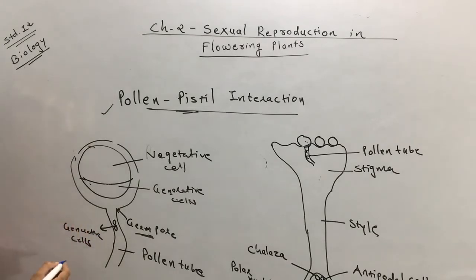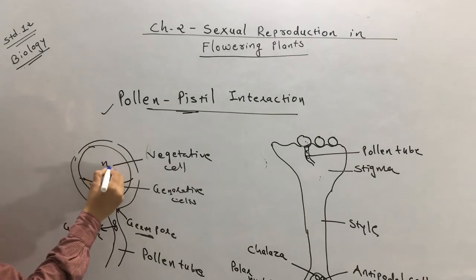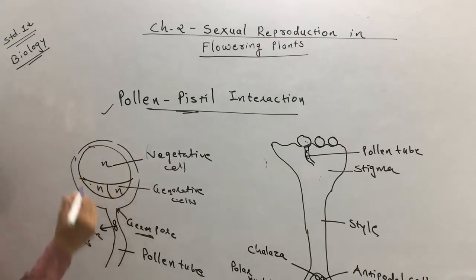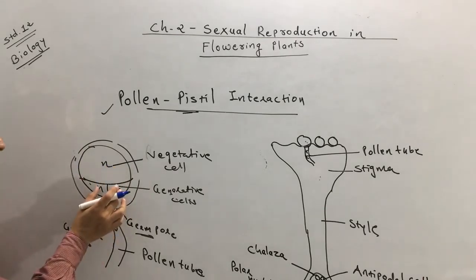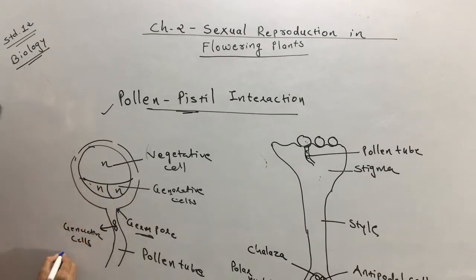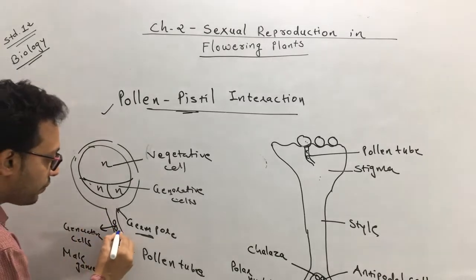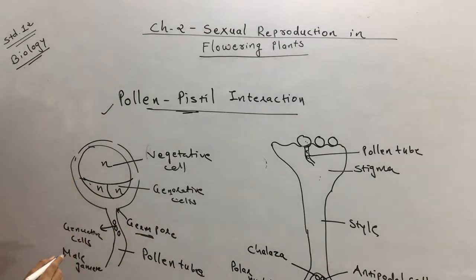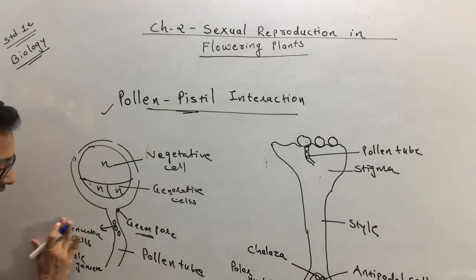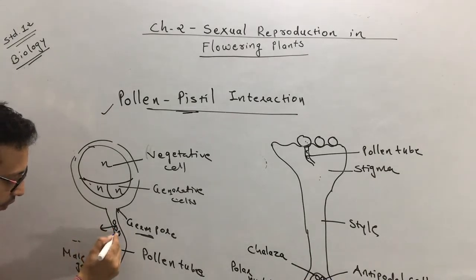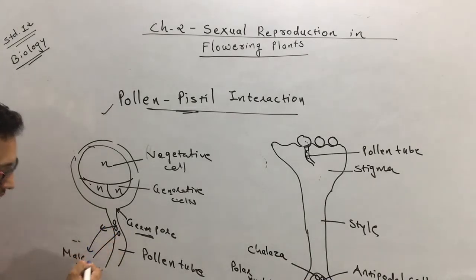Divide further and it forms two male gametes, like I am drawing over here. This is one vegetative cell, and these are the generative cells which divide. The generative cell which divides, that is what we call the male gamete. So from two cells, now it becomes three cells. How many? Three cells, because the generative cell divides and forms two male gametes.